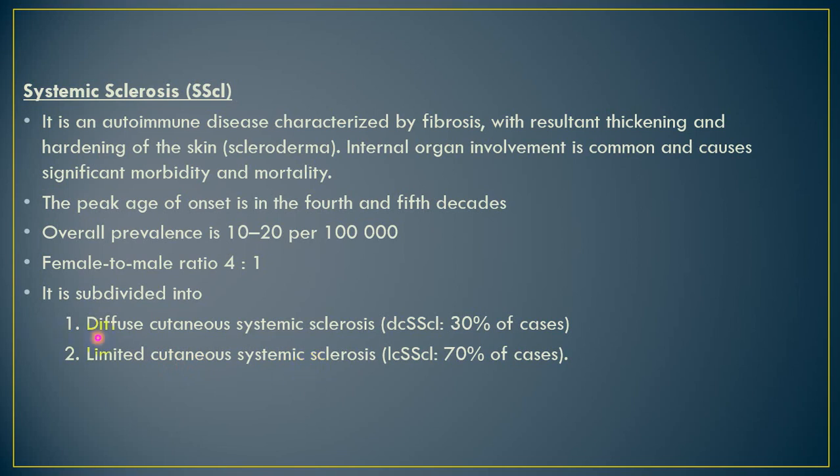So to differentiate diffuse from limited type, we see whether the lesion is proximal to the elbow and knees or not. If it is involving proximal to the elbow and knee, it is the diffuse type, otherwise it's limited. Diffuse type constitutes about 1/3 of cases, while limited type is the other 2/3 of cases.